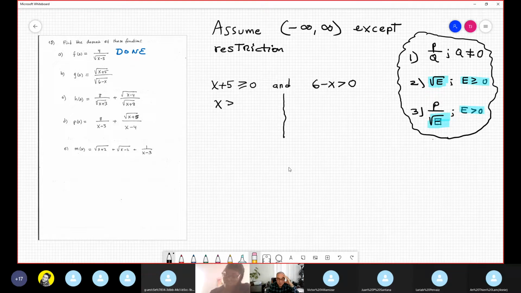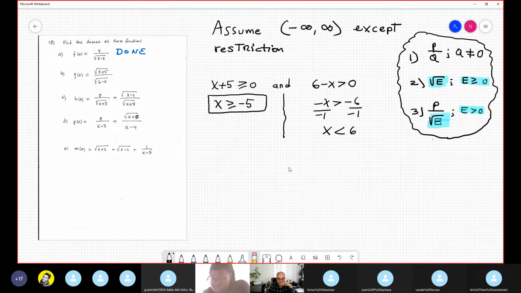X greater than or equal to -5. And move 5 to the right-hand side. Done. In this case, you move 6 to the right-hand side. Minus x greater than minus 6. Divide by negative 1 on both sides. Remember, when you divide by a negative number, the inequality is reversed. It's less than 6. Okay. So we have two pieces of information.